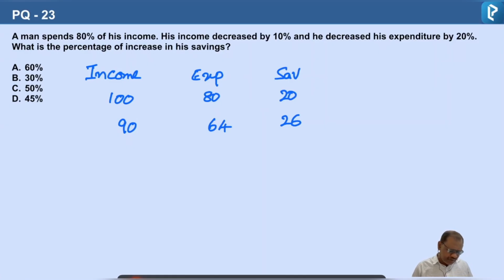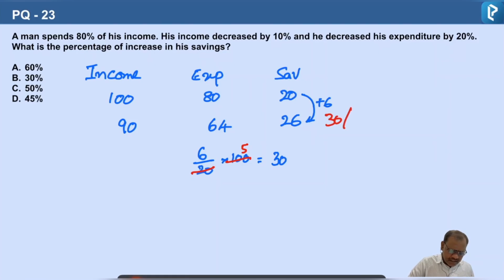So what is the percentage of increase in his savings? How much have the savings increased? 6 has increased. So this 6 is how much percent? 6 by 20 into 100. Simplify, that is 30. So there is a 30% increase in the savings. So the correct answer is B.